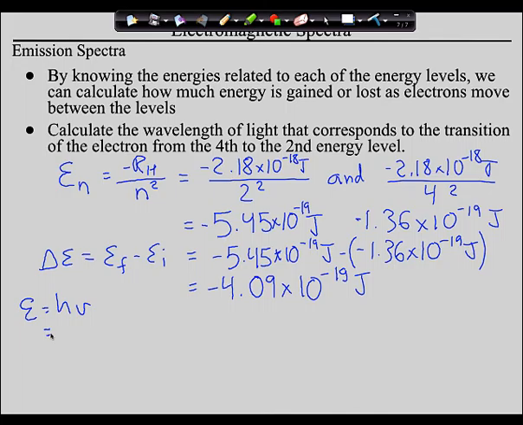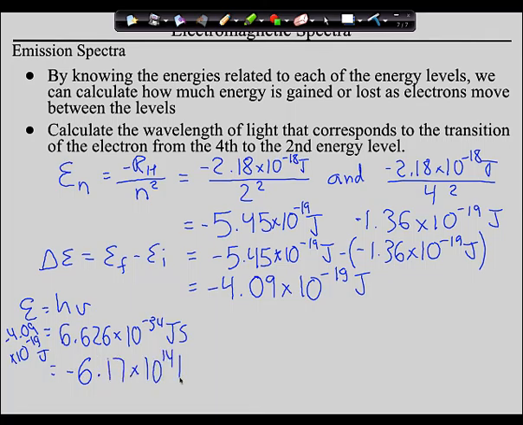Planck's constant is 6.626 times 10 to the negative 34th joule seconds. So negative 4.09 times 10 to the negative 19th joules, divided by 6.626 times 10 to the negative 34th, and we get negative 6.17 times 10 to the 14th hertz.